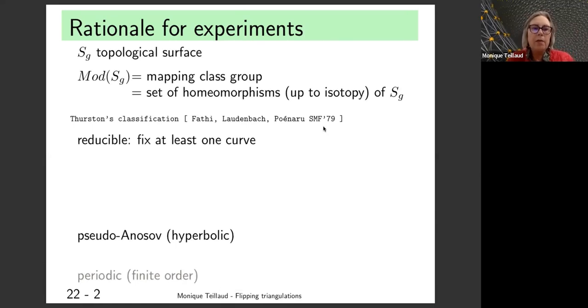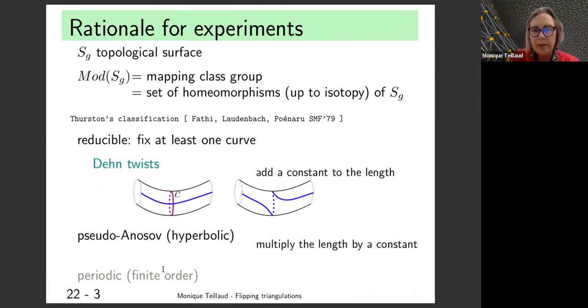And Thurston gave a classification of this mapping class group into reducible elements, which have one fixed curve, pseudo-Anosov elements, which don't have any fixed curve, and also periodic ones. I put that in gray because they don't have an effect on the length of curves. The reducible elements are Dehn twists. On the surface, they are defined by a curve C, and for each curve that crosses C, after the twist, you twist the surface like in this picture, and the length of the blue curve gets increased by a constant, which is the length of C. So for each crossing with C, you add the length. The pseudo-Anosov elements multiply the length of each curve by a constant. And the periodic ones don't really modify the length, so we are not interested in them.